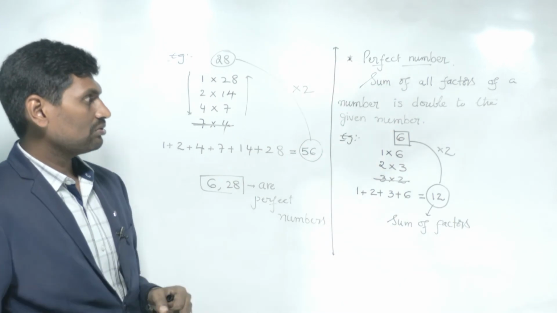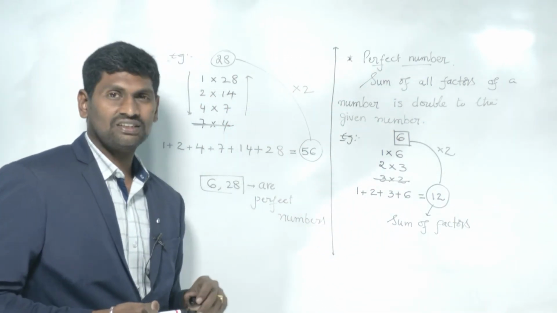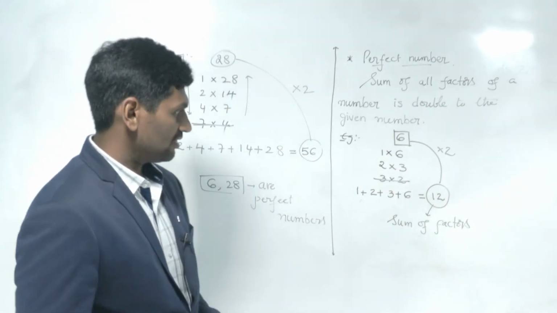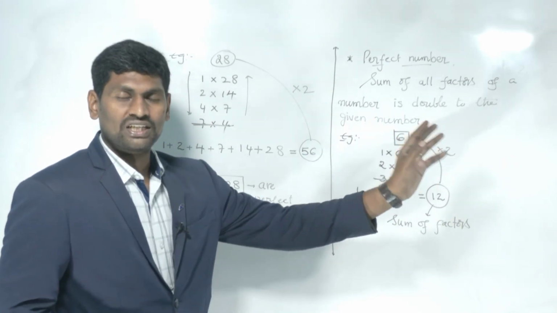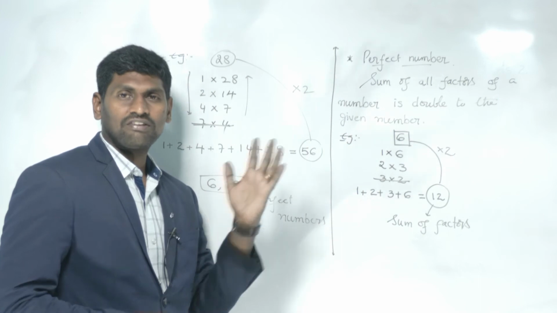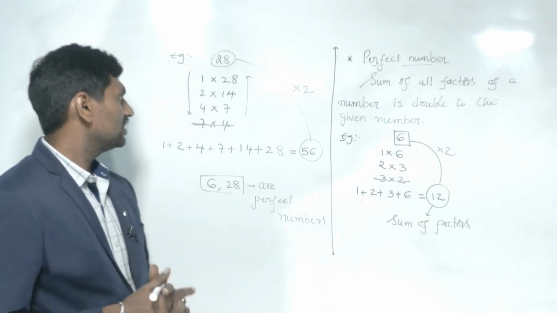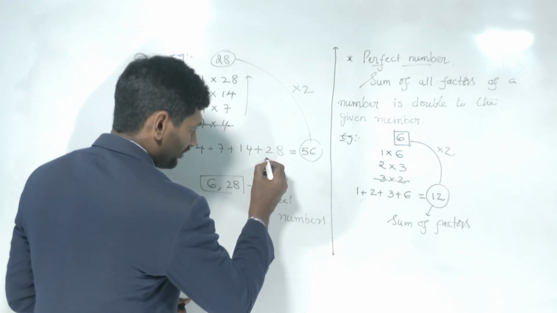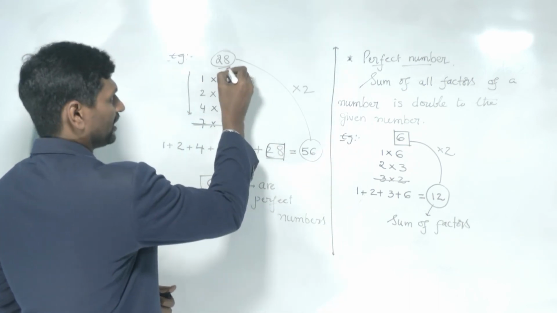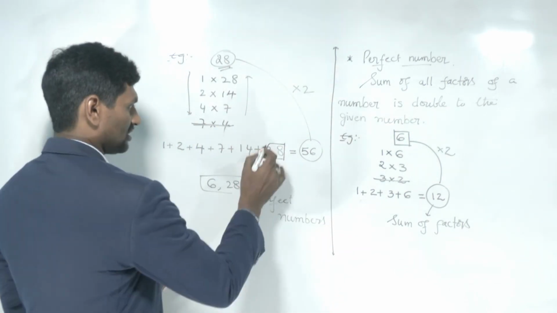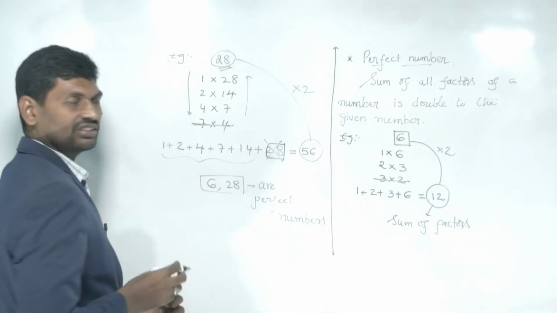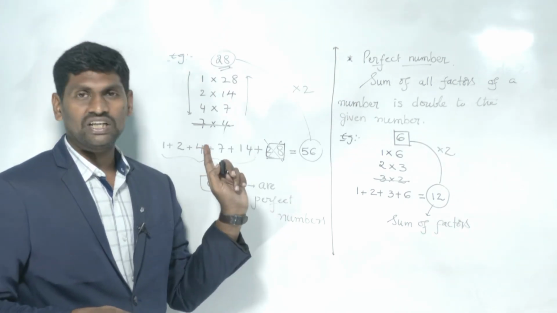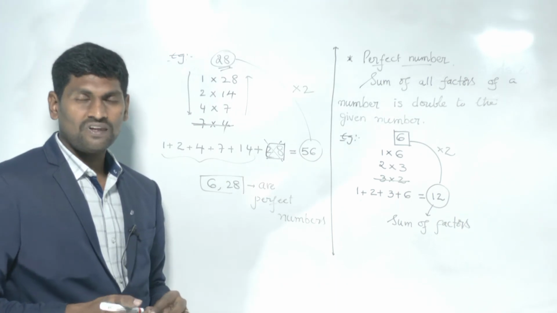Now we can also change the definition, not exactly changing, except itself. That means if you remove the number itself from the set of factors, the sum of all the remaining factors is equal to the given number. For example, for 28, we remove 28 itself. The sum of the remaining factors, 1 plus 2 is 3, 3 plus 4 is 7, 7 plus 7 is 14, 14 plus 14 is 28. So it is equal to the given number. Like that also we can take.